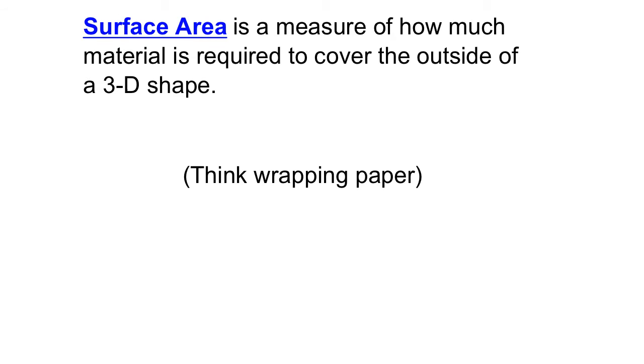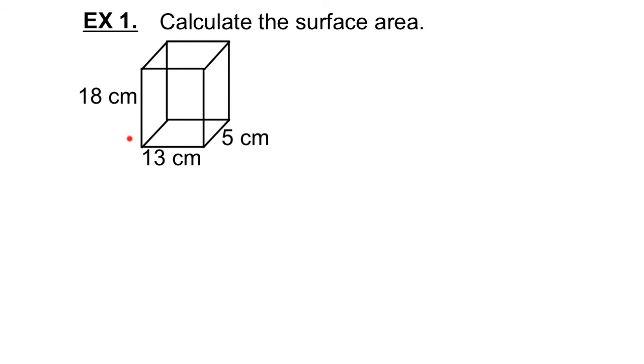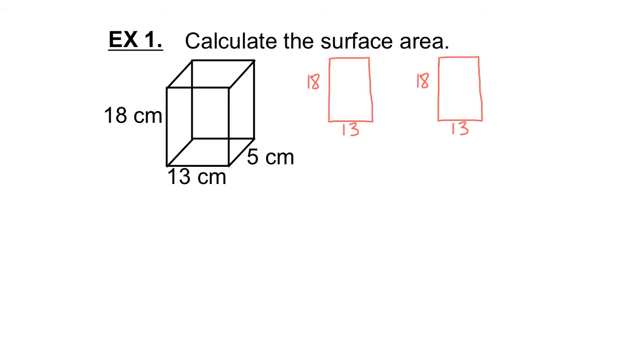Let's do some examples. So here I have a rectangular prism, and I want to calculate the surface area. So I'm going to walk you through how you can think about this conceptually, and then I'm going to show you kind of a shortcut. So if you look at all the individual faces of this prism, you have a rectangle right here that's an 18 by 13 rectangle. You have the same rectangle on the other side, an 18 by 13 rectangle. So you have two of those.